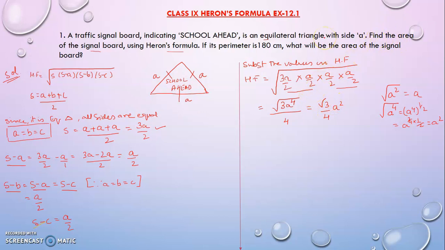Find the area of a signal board using Heron's formula. So what is the area now? It is root 3 by 4 A square, and this is also the area of an equilateral triangle. Now don't forget, the area of an equilateral triangle is equal to root 3 by 4 A square. Don't forget this, it is very important. Now come to the second part. The second part says, if its perimeter is 180, what will be the area of the signal board?